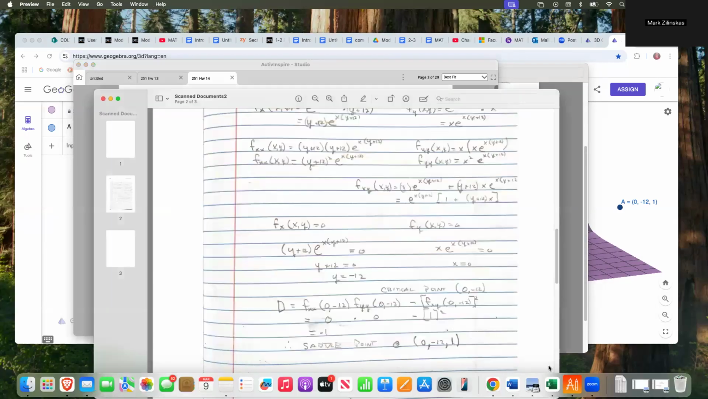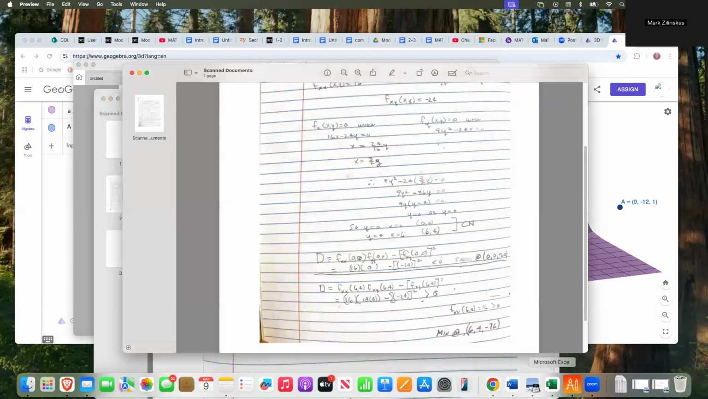Got so many things opened up here. Let me see if I can get back there. Okay, here it is. Yeah, it's greater than zero. Therefore, I have a relative min. Okay, that second partial at 6, 4. All right, so let's go ahead and take a look at that one.